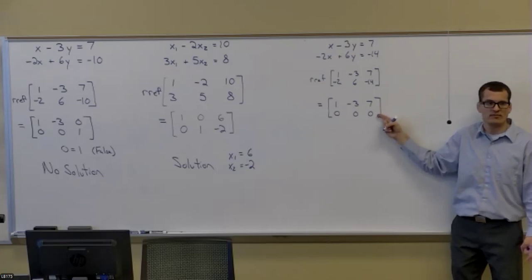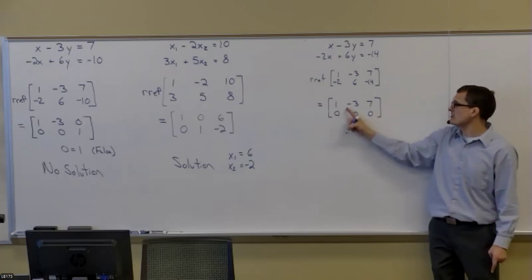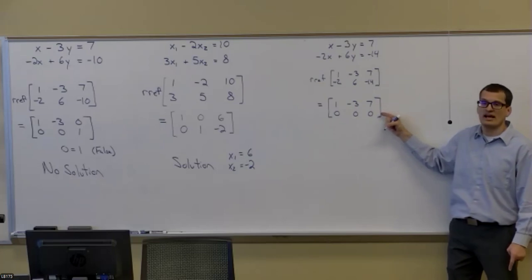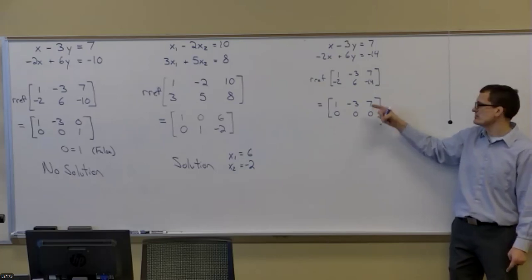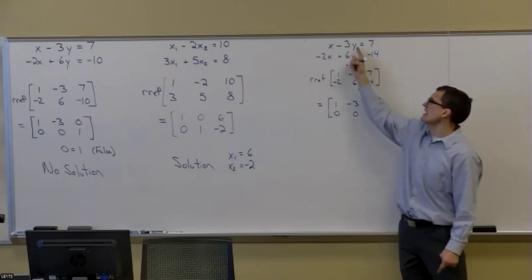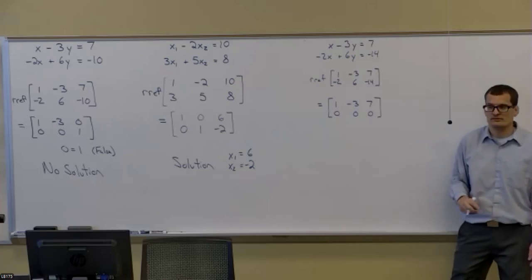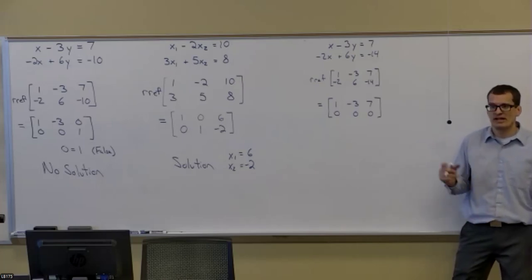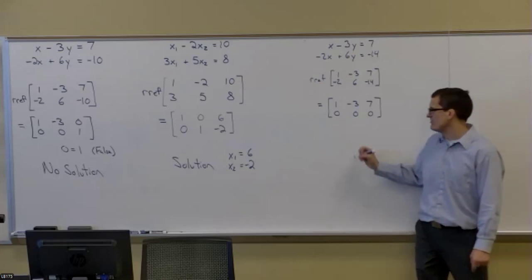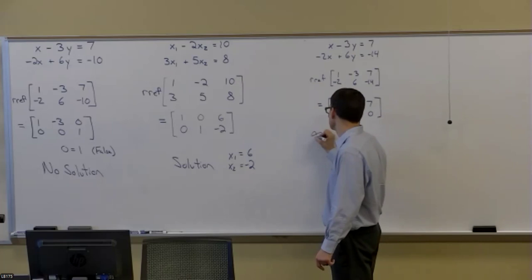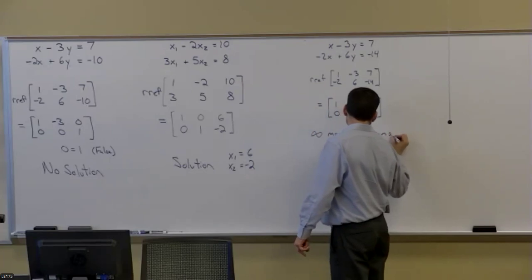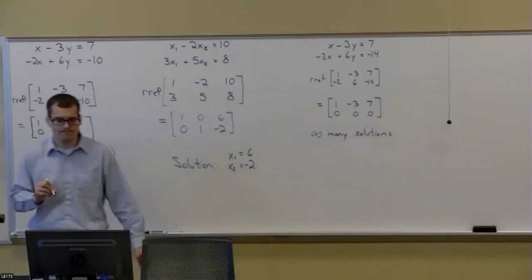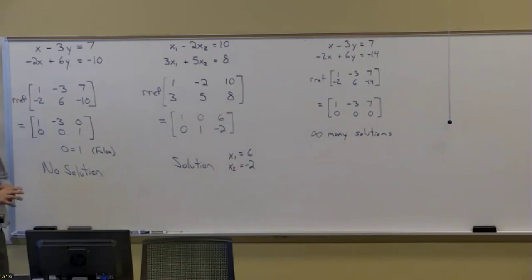That makes sense? This is saying x minus 3y is equal to 7 and 0 is equal to 0. So what can x be? X can be anything. What can y be? Well, y and x have to be in this relationship, but there's lots and lots of different pairs that will work. There's infinitely many solutions in this case. Is that all right? Infinite solutions.